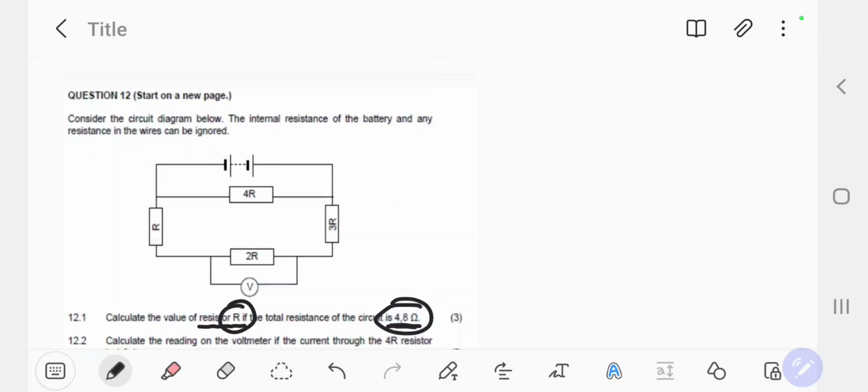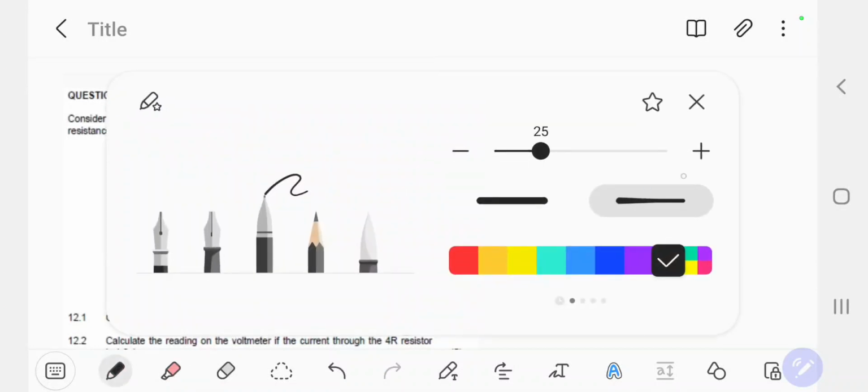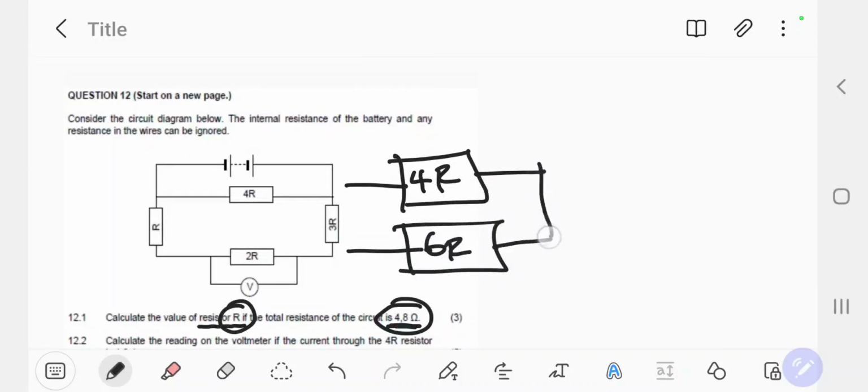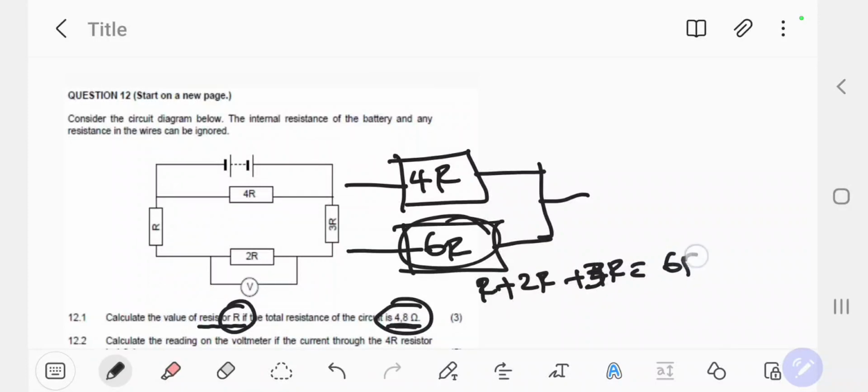the circuit there. If the total resistance of the circuit is 4.8, guys, then after computing this, we're going to have this one as your 4R, and we're going to have your 6R there. So how did we get the 6R? We said R plus 2R plus 3R equals 6R. We used that because they're connected in series to get the total resistance across the series circuit. So now, guys, the 4R and the 6R are connected in parallel.